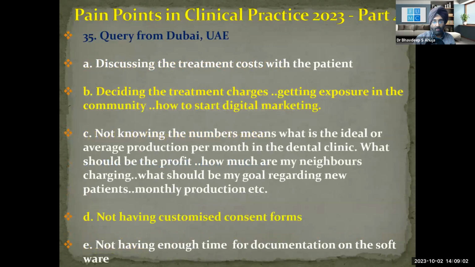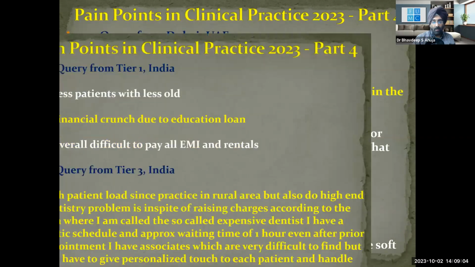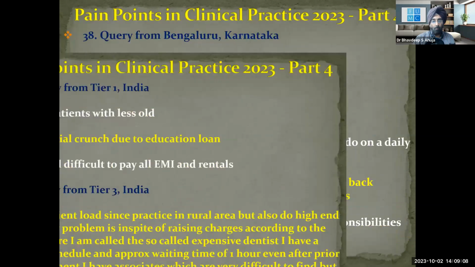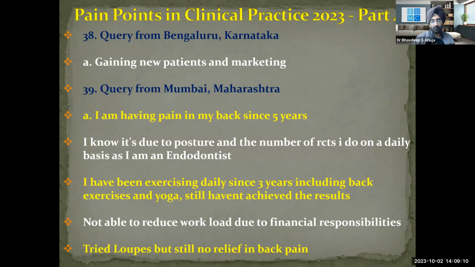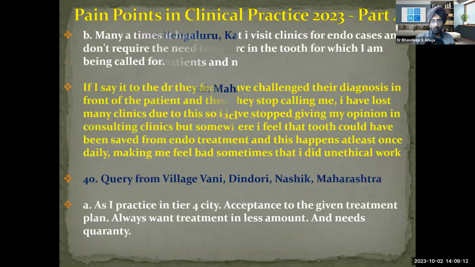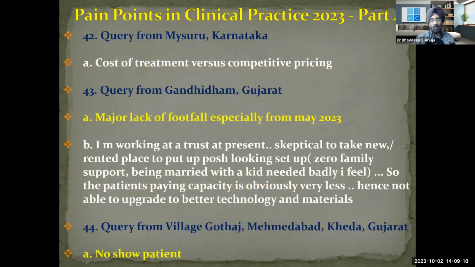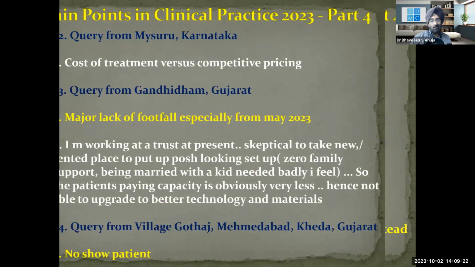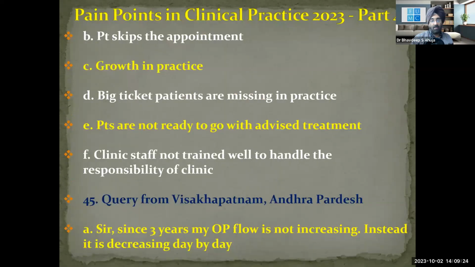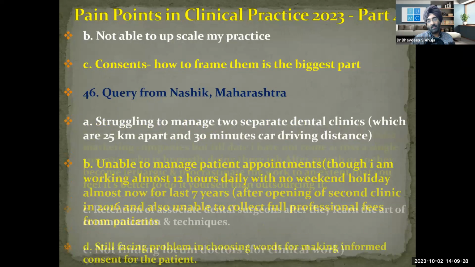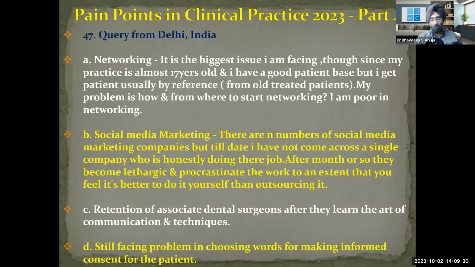From Dubai, UAE, Tier 1 India, Tier 3 India, Bengaluru, Karnataka, Mumbai, Maharashtra, Village Wani, Dindori, Nashik, Maharashtra, Ahmednagar, Maharashtra, Mysuru, Karnataka, Gandhidham, Gujarat, Village Guthaj, Mehmedabad, Kheda, Gujarat, Visakhapatnam, Andhra Pradesh, Nasik, Maharashtra, query from Delhi, India. This was the part till session number, episode number 4.